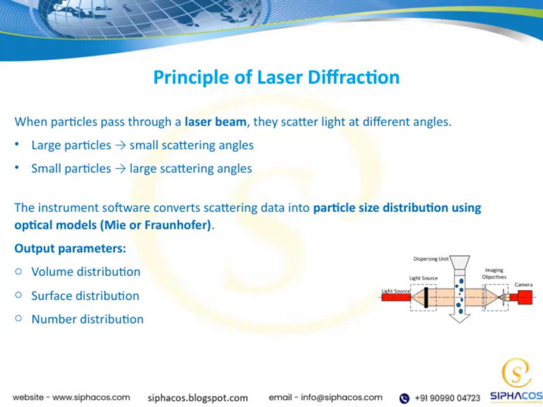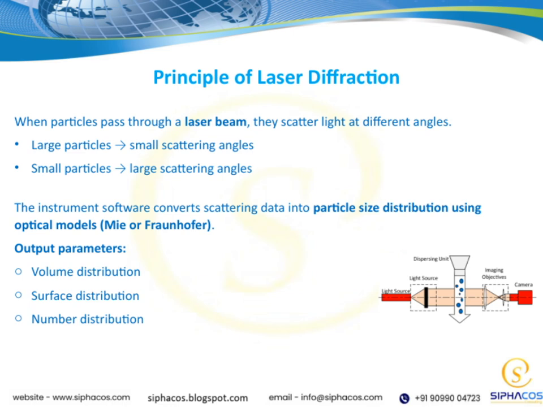When particles pass through a laser beam, they scatter light at different angles depending on their size. Larger particles tend to scatter light at smaller angles, while smaller particles scatter at larger angles. This difference in scattering angles is the key to determining particle size. The instrument's software then takes this scattering data and converts it into a particle size distribution using optical models like Mie or Fraunhofer. These models help interpret how light interacts with particles of different sizes.